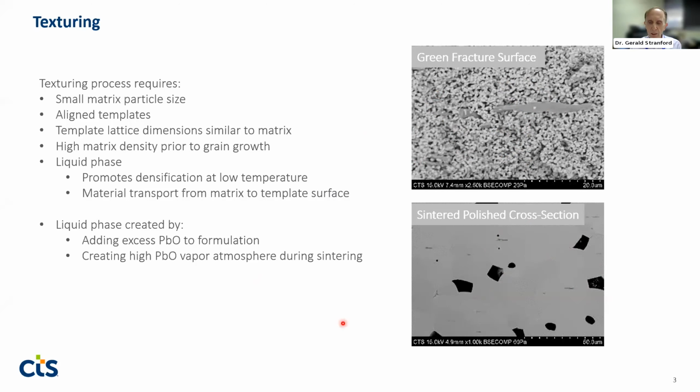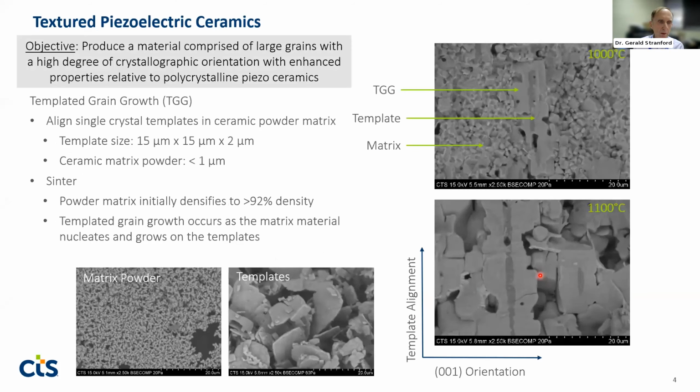And one thing I'll point out throughout my presentation, there are numerous micrographs. They're all taken in backscatter electron mode. So it's reflecting the average atomic weight of various areas. So the lighter the area, the higher the atomic weight, meaning more lead oxide present.